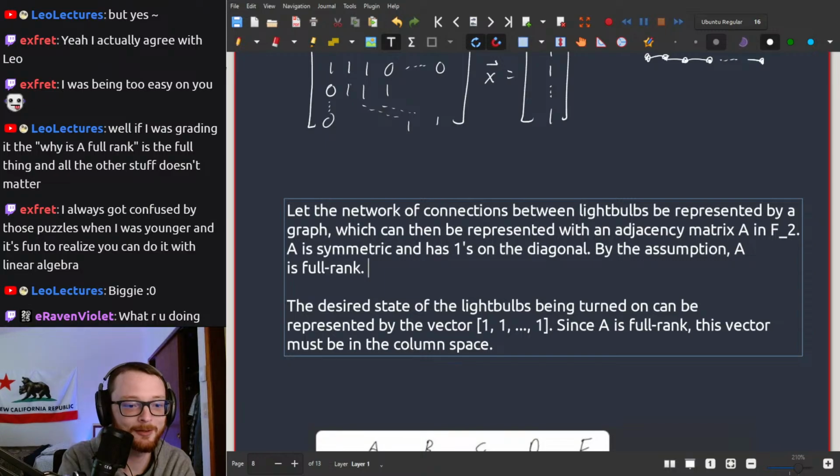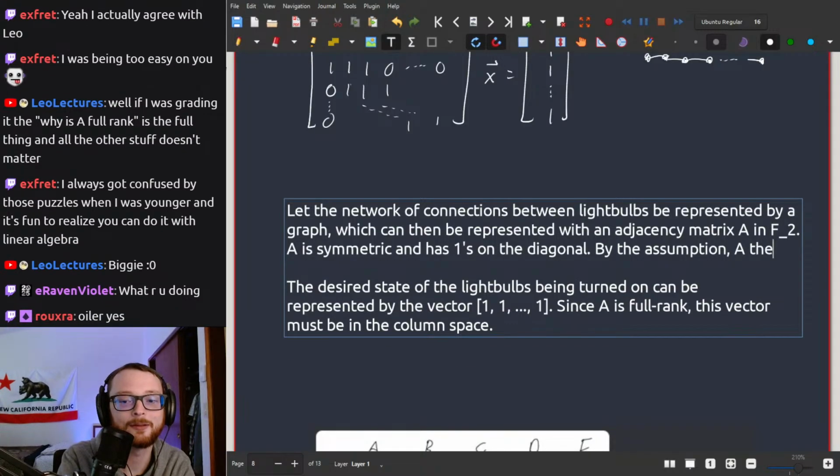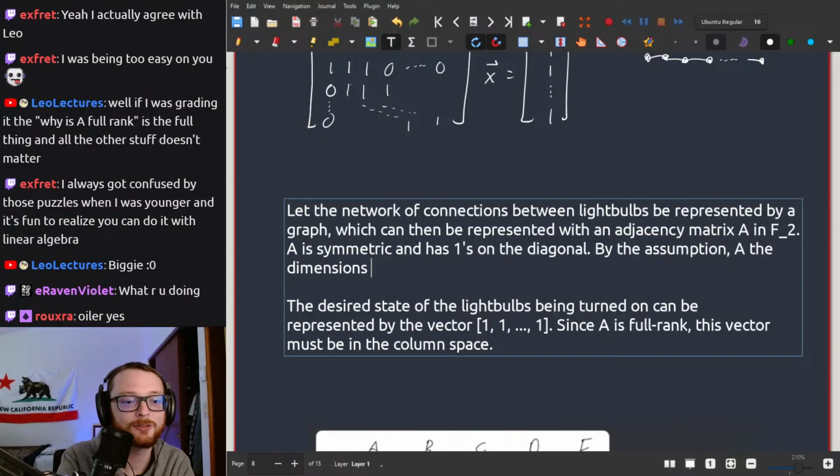Assumption: A is full rank. It's full rank because the dimension of the null space of A is 0. Like, it's only the trivial vector. So A is full rank.